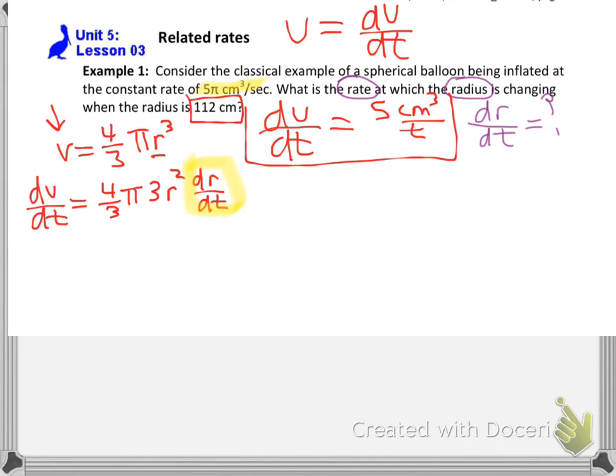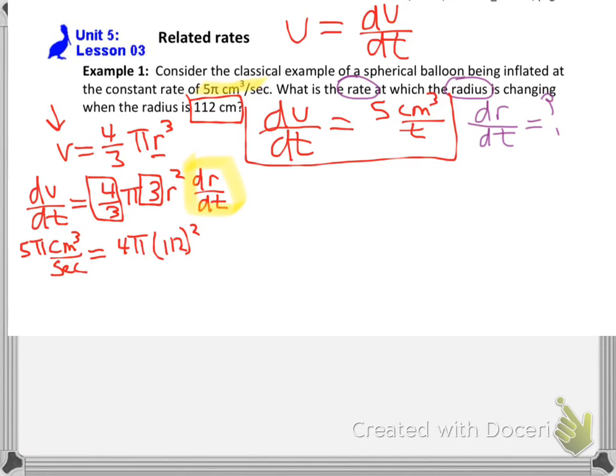But let's plug in our knowns. dV/dt is the only thing given, and it's given to us at 5 pi centimeters cubed per second. And we can clean up our derivative a little bit. If we multiply 4/3 times 3, we get 12 over 3, which is just 4 pi. And we're only interested in 112 squared. That's our radius that we're looking at.